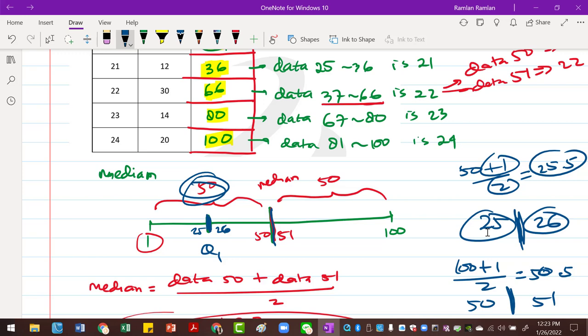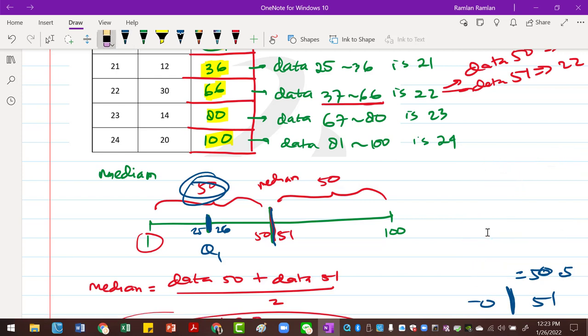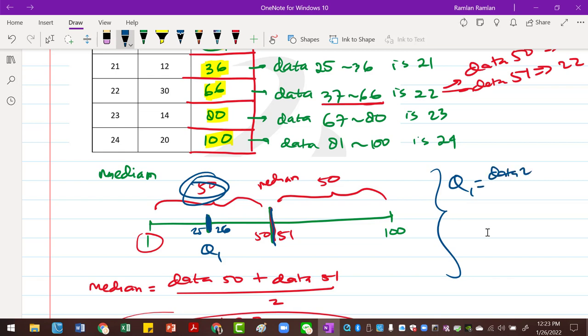Next up, I'm going to erase this. So the quartile 1 will be like this: data number 25 plus data number 26, and then divided by 2. I'm going to write it down here. So quartile 1 is equal to data number 25 plus data number 26, and then you divide it by 2.